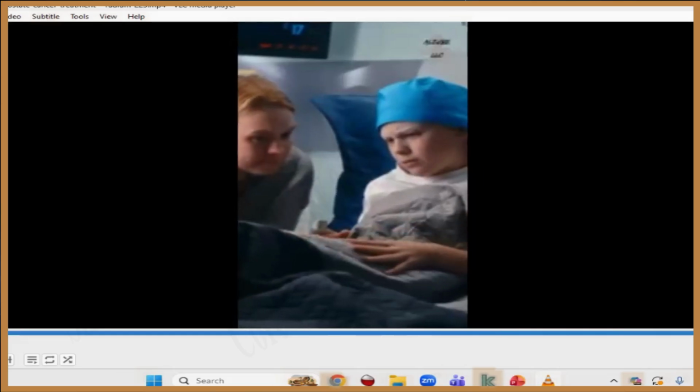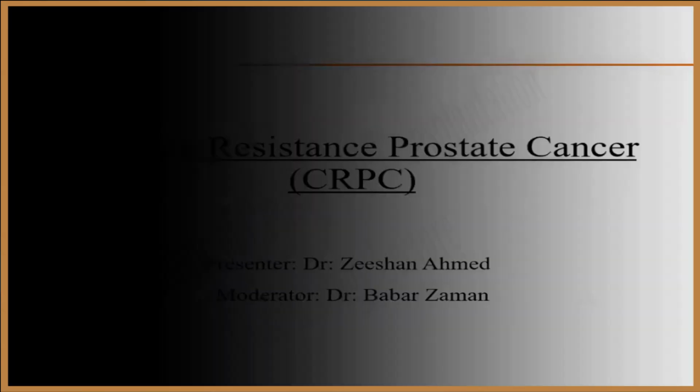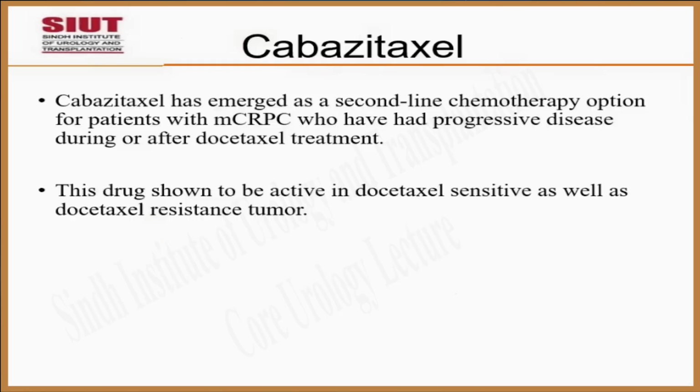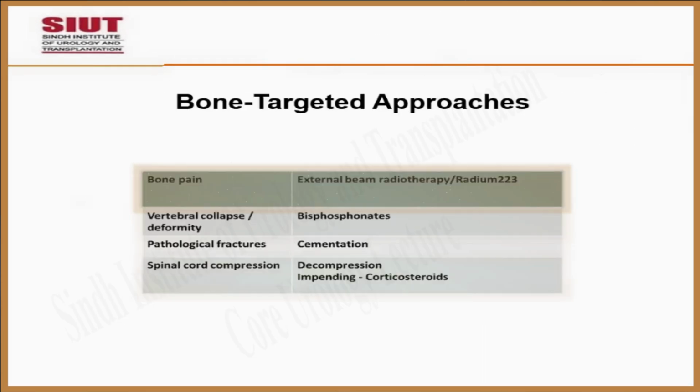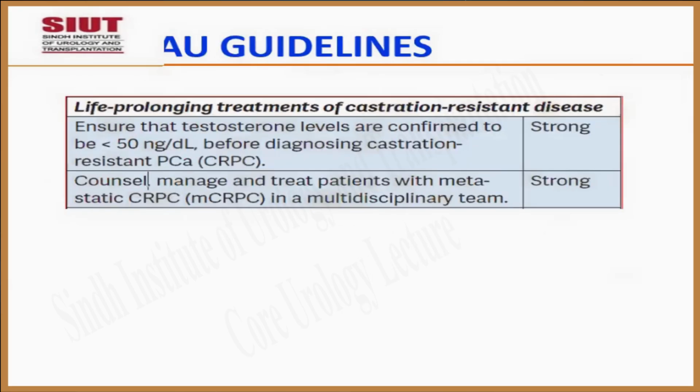This was a video for radiopharmaceuticals. Radium-223 dichloride is a radioactive isotope that emits low levels of alpha particle radiation. The alpha particle radiation causes double-strand breaks in DNA, killing cells. It accumulates preferentially in areas of bone that are undergoing increased bone turnover, where bone mets form.